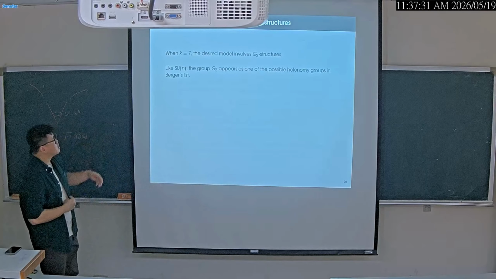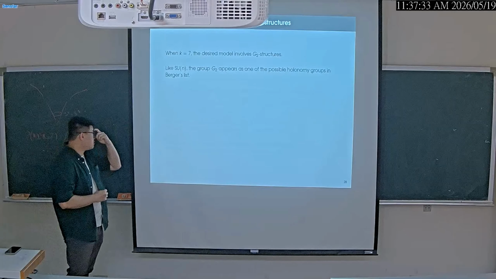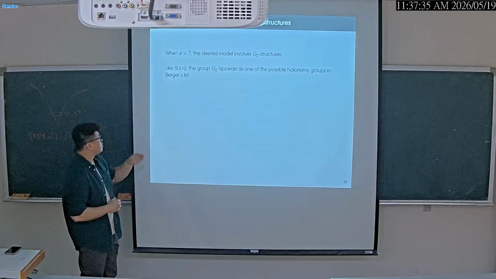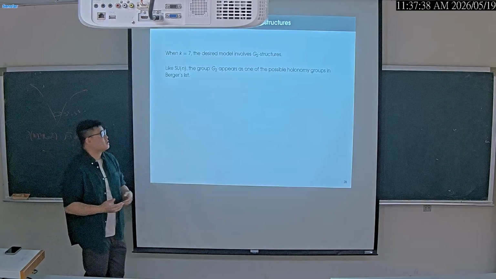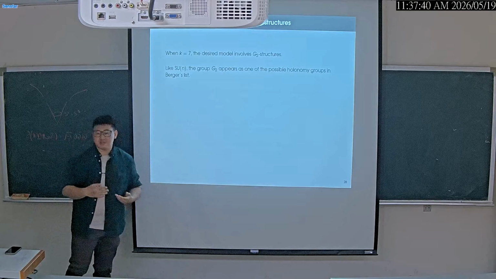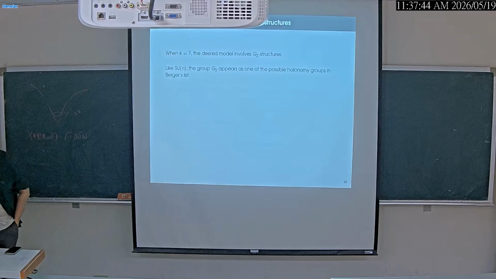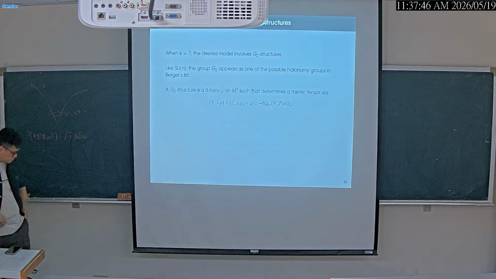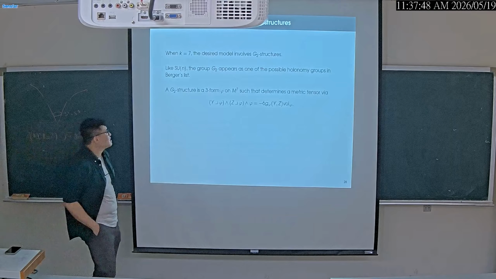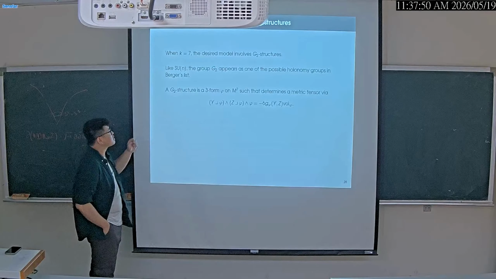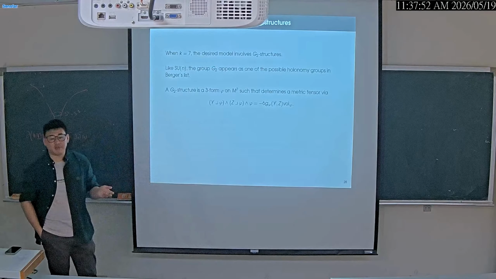Okay, so like SU(N), right? SU(3) gives us our SU(3) structures, the Calabi-Yau stuff. The group G2 is one of the possible holonomy groups in Berger's list, and so it's one of these exceptional holonomies. Importantly, what we mostly need is that a G2 structure is just a special 3-form on a 7-manifold.